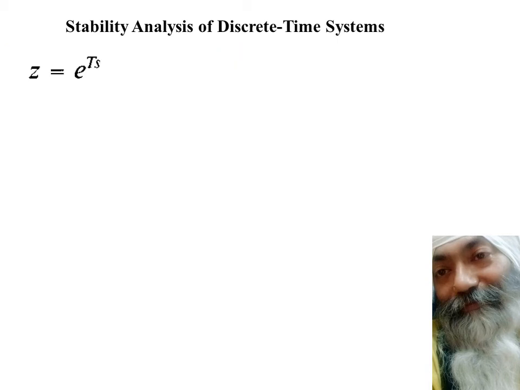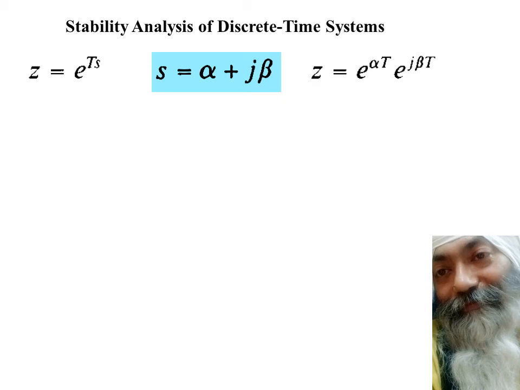Here is another perspective to analyze things in the same domain. We had seen in previous sessions that z is equal to e to the power Ts, where capital T is the sampling time. Further, we had taken s as a complex number, alpha plus j times beta. Putting the value of s in z, we get z equal to e to the power alpha T times e to the power j beta T.